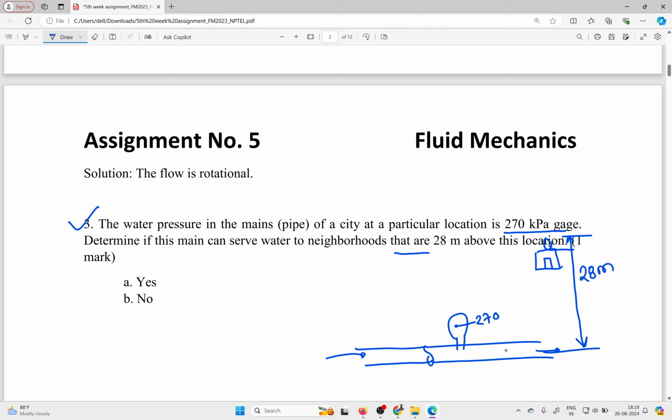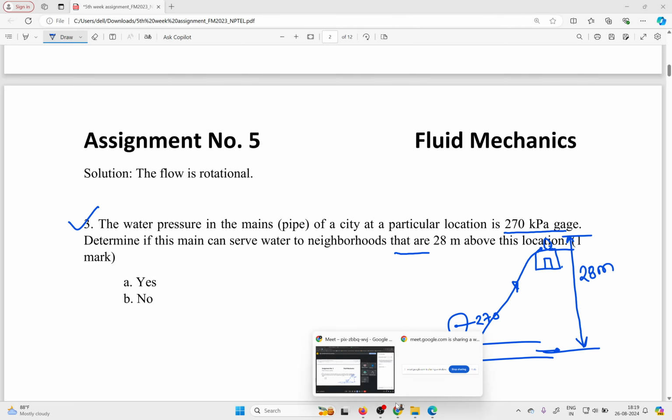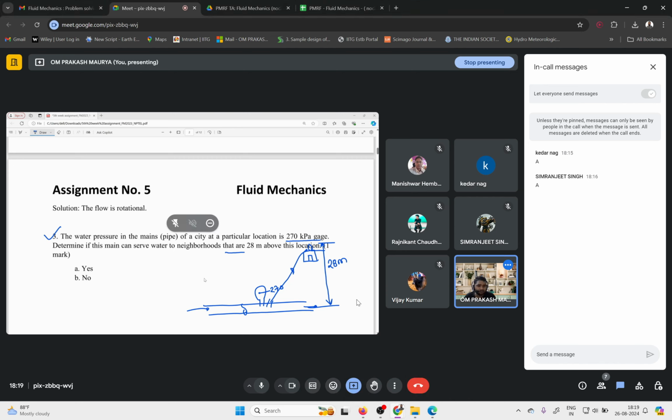So whether this pressure is enough for this pipe to reach the water to this tank or not, the question is like that, yes or no. But you need to calculate, then put your answer whether it will be able to reach or not. So please try to calculate, then give your answer. Question number three.